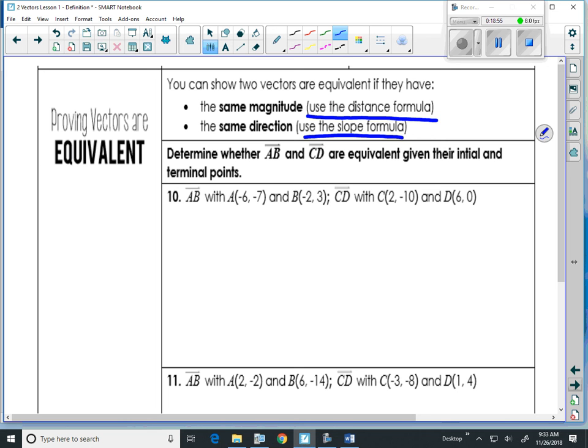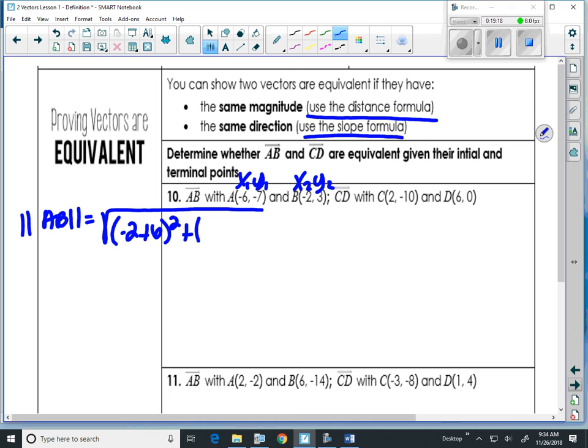So we're going to go ahead and do our distance formula first. We're going to find our magnitude first. If you want to label, you can label. If you don't like to label, that's fine. So distance formula first. Negative 2 plus 6. All right, so I would have, bless you.